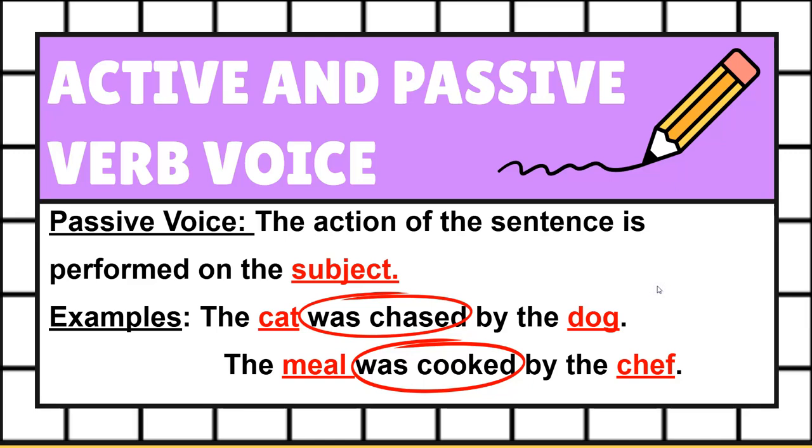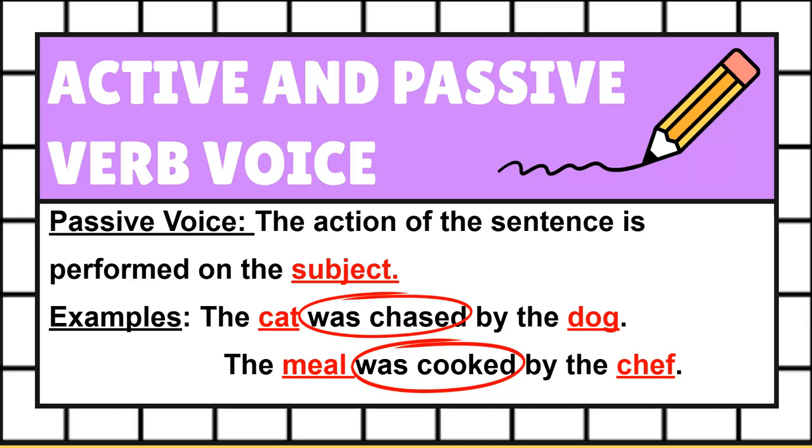Passive voice is a little bit different. With passive voice, the action of the sentence is performed on the subject. So for example, the cat was chased by the dog. Again, my piece of advice is to find the verb first. In this sentence, our verb is was chased.